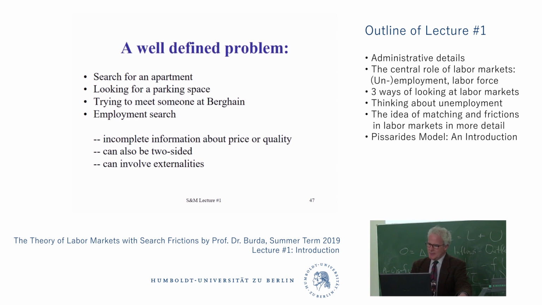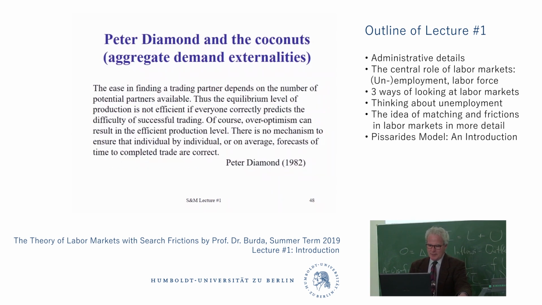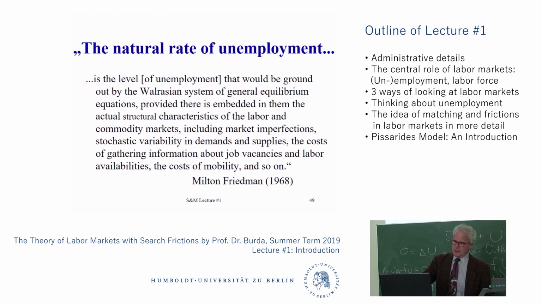That's what Peter Diamond talked about in his famous coconut paper in 1982, which nobody reads anymore, but it's very interesting. You can also extend this to many other ways of studying the problem. The idea is that your success of trading depends on the availability of other people. Diamond was also thinking about expectations and other things, but it's the same idea. If you take it through the tradition of labor and search, Milton Friedman talked about it, and you can see it in the data.